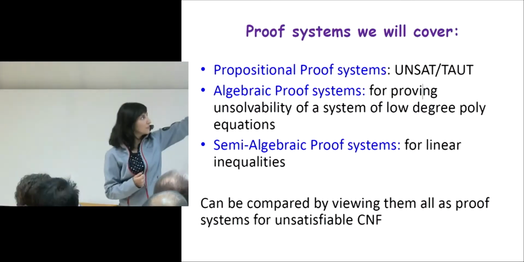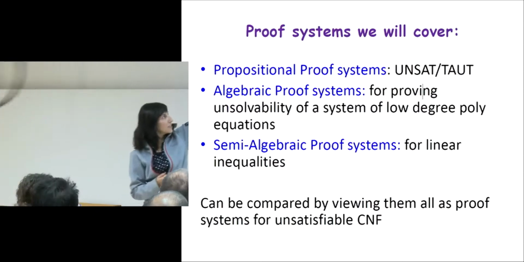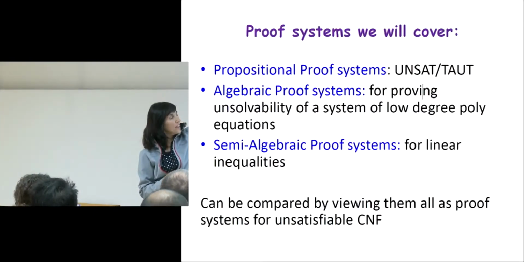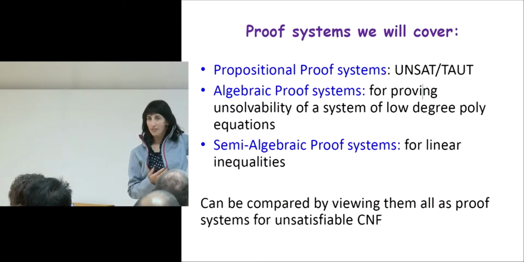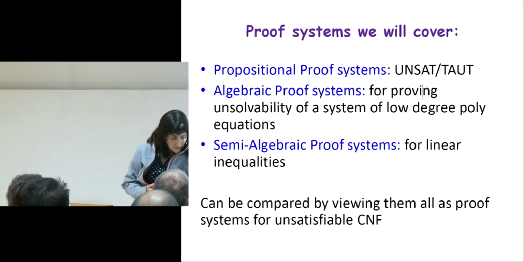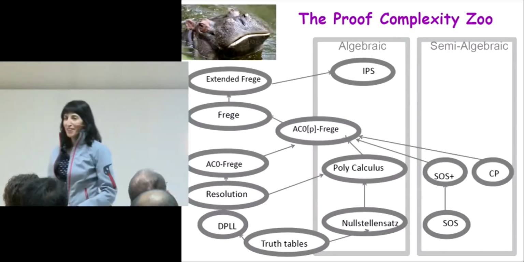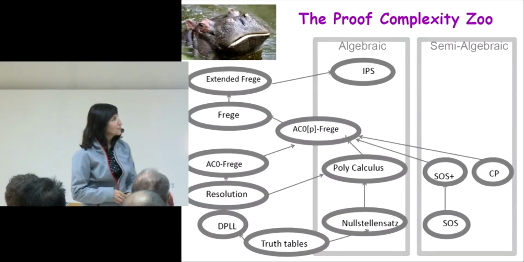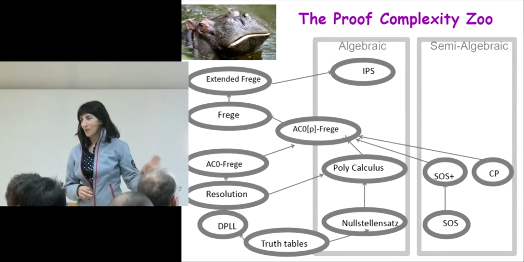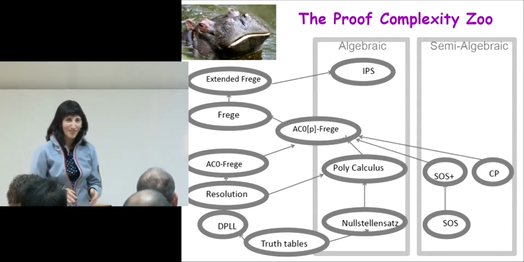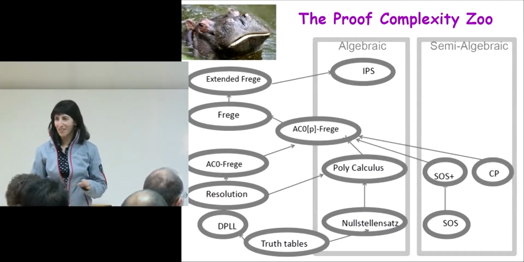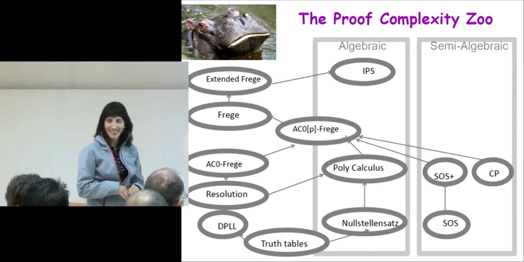Okay, but we can sort of view them all. We can just translate an unsatisfiable CNF into a system of low-degree polynomial equations or a system of low-degree linear inequalities, and so we can compare them all to one another. Okay. So this is the big zoo mess, and I'll try to go through this. And I didn't even put a lot of them on there. If you want to know where anyone sits, you can ask me, but I was trying hard not to bombard you, even though I know it looks like I am.